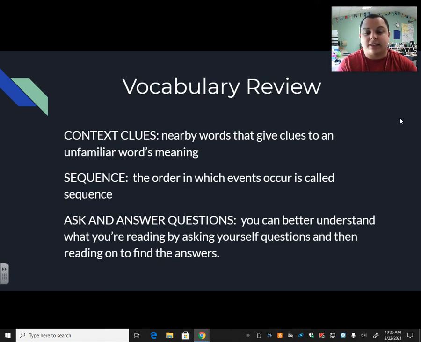Next, ask and answer questions. You can better understand what you're reading by asking yourselves questions and then reading on to find the answers. One of the most famous questions I like to ask myself while I'm reading is, what do I think is going to happen next? I like to challenge myself while I'm reading and make predictions about what I think is going to happen next. So I'll make the prediction, and then I like to keep reading to see if I'm going to be right or wrong.